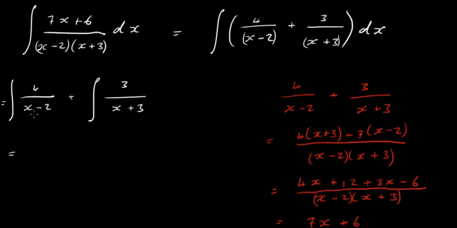Now the integral of 1 over x is log x, so the integral of 1 over x minus 2 is going to be log of x minus 2. We also have this 4 here, and then over here we have the integral of 3 over x plus 3, so that's going to give me 3 times the log of x plus 3. Okay, so really that's it. Oh, and we also have our constant of integration here as well.